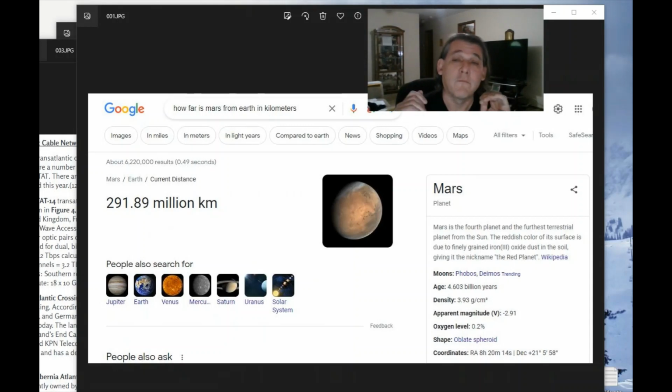From Earth to Mars, the current distance is 291.89 million kilometers. You can't transmit a signal that far without a repeater. You can't do it. That's the first one.